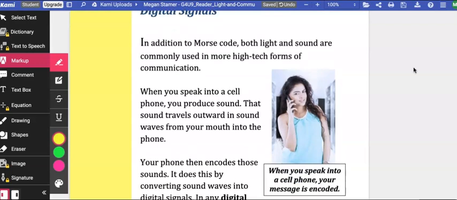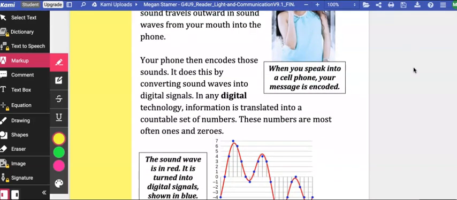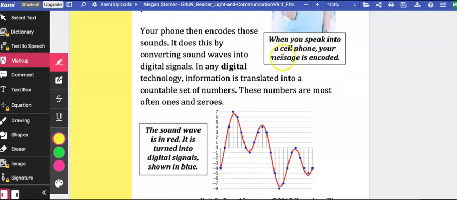Digital signals. In addition to Morse code, both light and sound are commonly used in more high-tech forms of communication. When you speak into a cell phone, you produce sound. That sound travels outward in sound waves from your mouth and into the phone. Your phone then encodes those sounds. It does this by converting sound waves into digital signals.